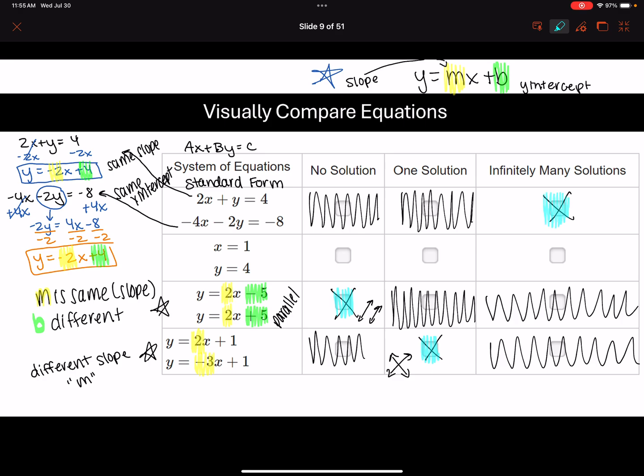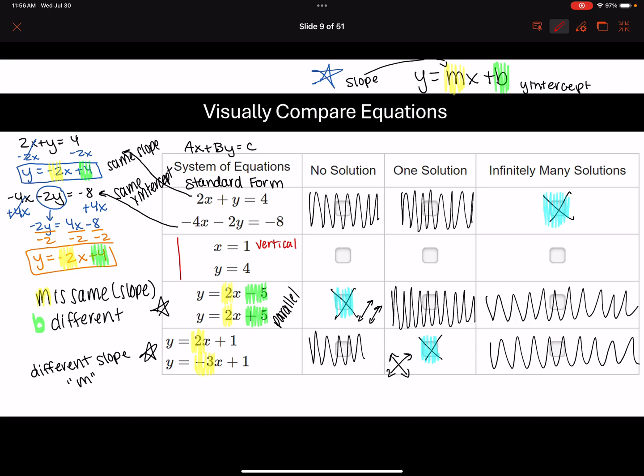So infinitely many solutions. Lastly, this came up at the end of our class last week. So just bringing it back, when we have equations where it's just x equals a number and y equals a number, these are vertical and horizontal lines. So x equals 1 is going to be a vertical line.